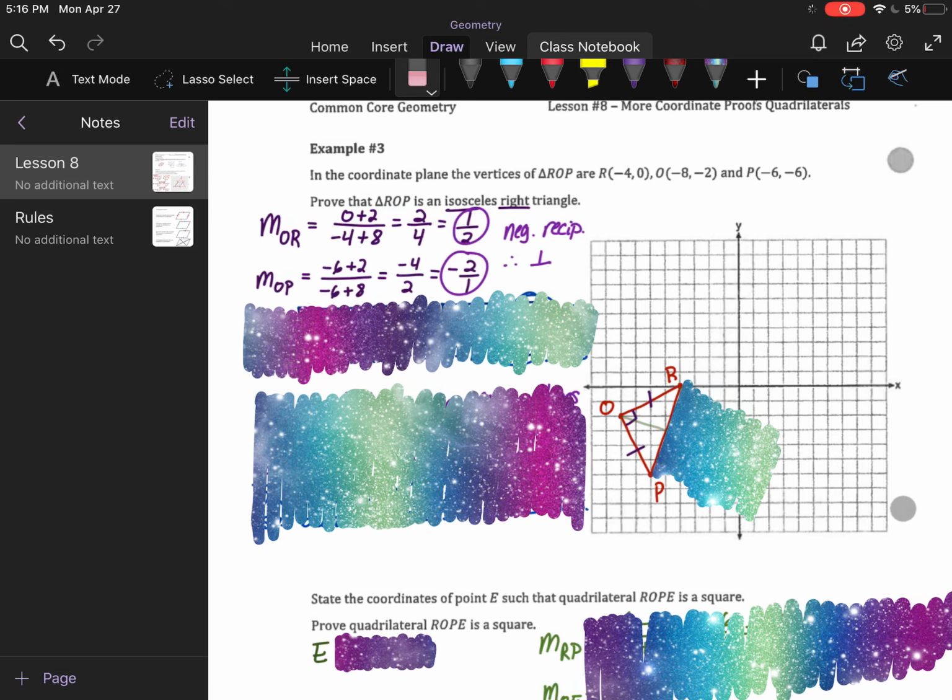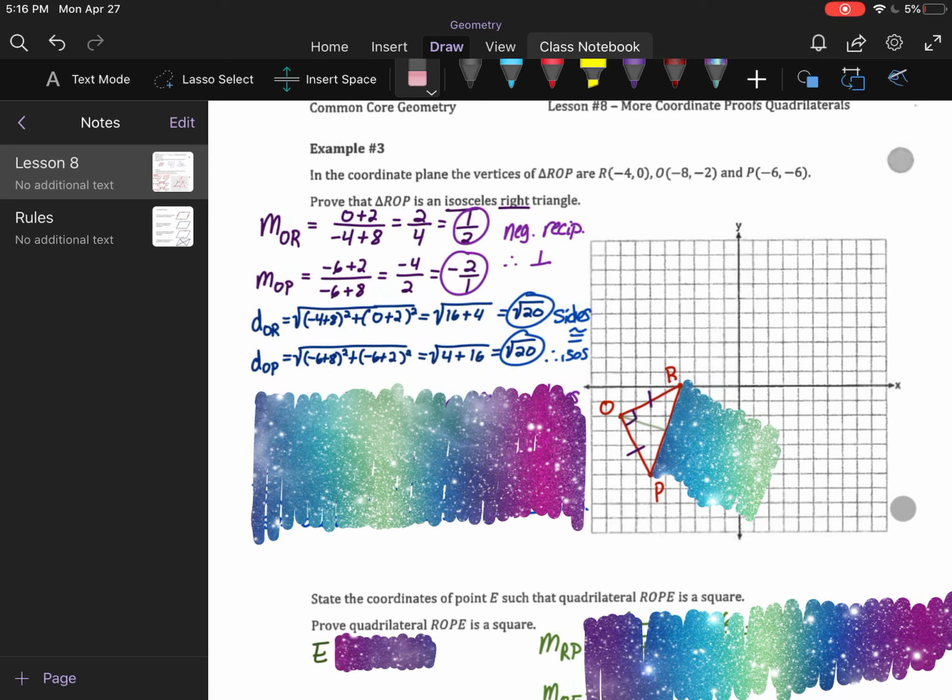The isosceles part means that 2 sides need to be the same. So you're going to do the distance to find those lengths. And after using the distance formula, you can see that they're the same. So that means 2 of the sides are congruent, which makes it isosceles.